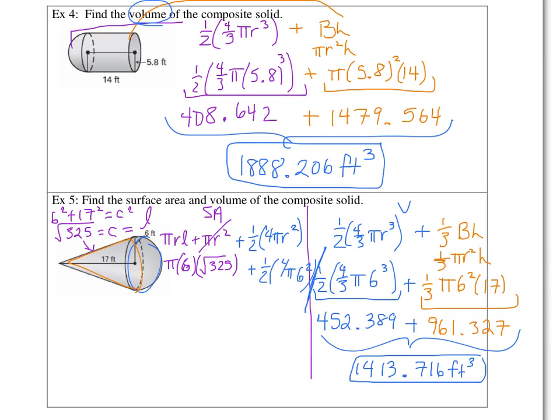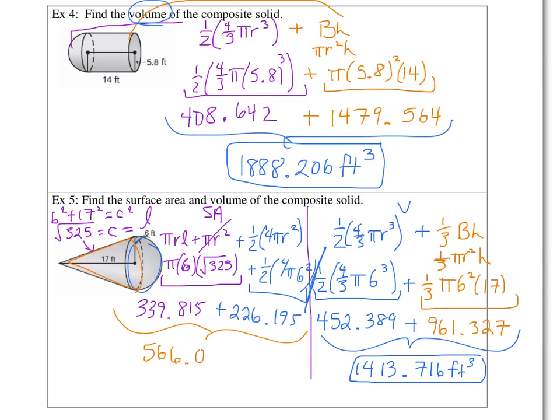So my part in purple, when I type this in the calculator, so pi times 6 times the square root of 325, I get 339.815. When I do the part in blue, so my hemisphere, I get 226.195. So we need to add these two pieces together, and I get 566.00967, and I did this because since I need to look at the 6 to bump that 9 up, it really becomes 566.010. And this is surface area, so this would be feet squared for the surface area piece.